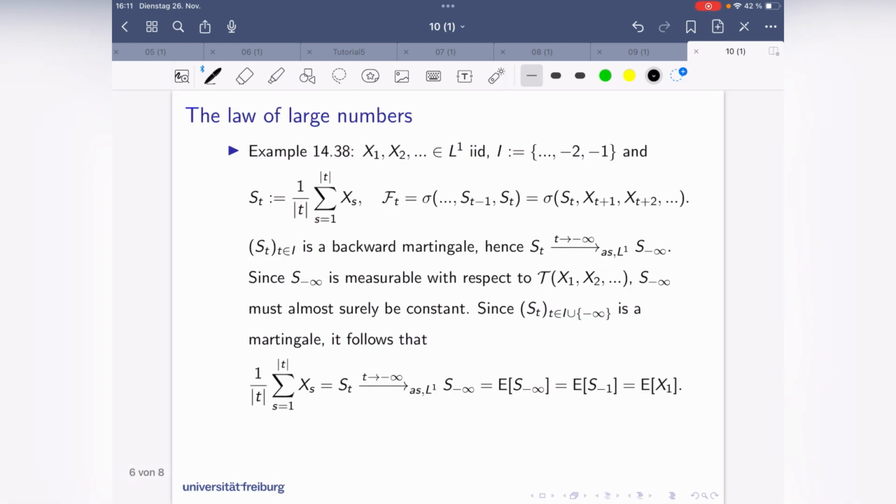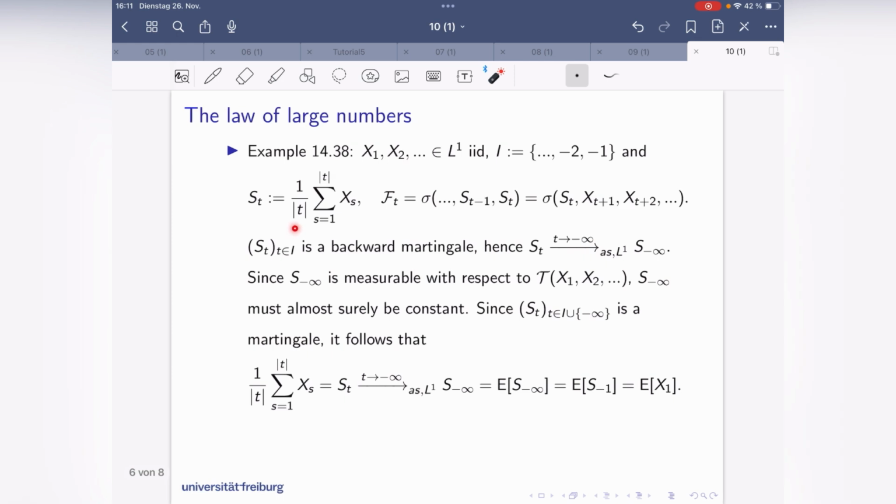Okay. From this result, we can have a very nice proof of the law of large numbers. And it's the proof where we only have to assume L1 for all the random variables which we average over.